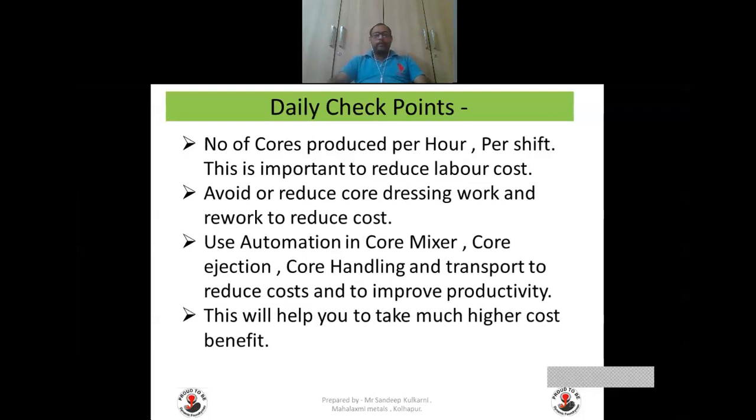Number of cores produced per hour per shift is important. This is important to reduce labor cost, and to avoid or reduce core dressing work and rework to reduce cost. Use automation in core mixer, core ejection, core handling and transportation to reduce cost and to improve productivity. This will help you to take much higher cost benefits. I again repeat, any automation in core shop will definitely help you in improving your productivity and improving your cost control.